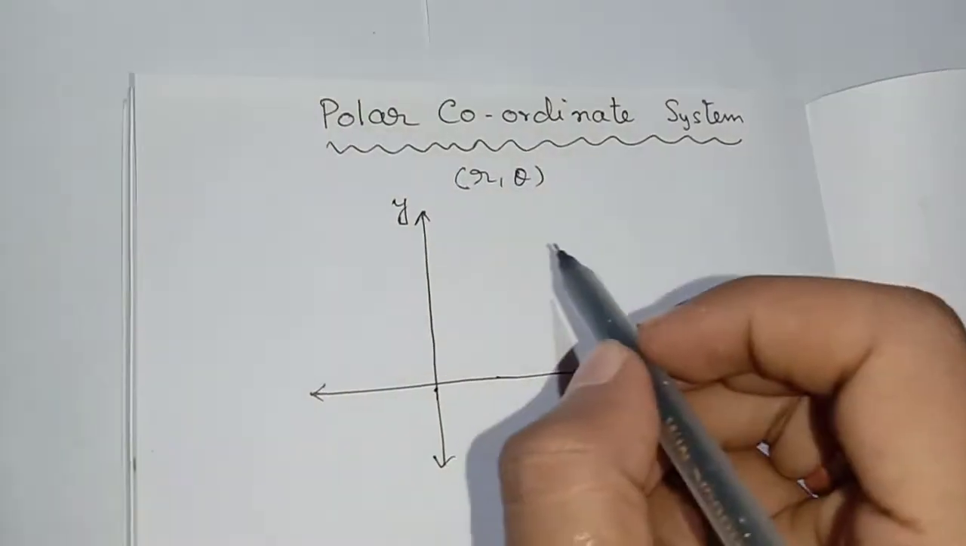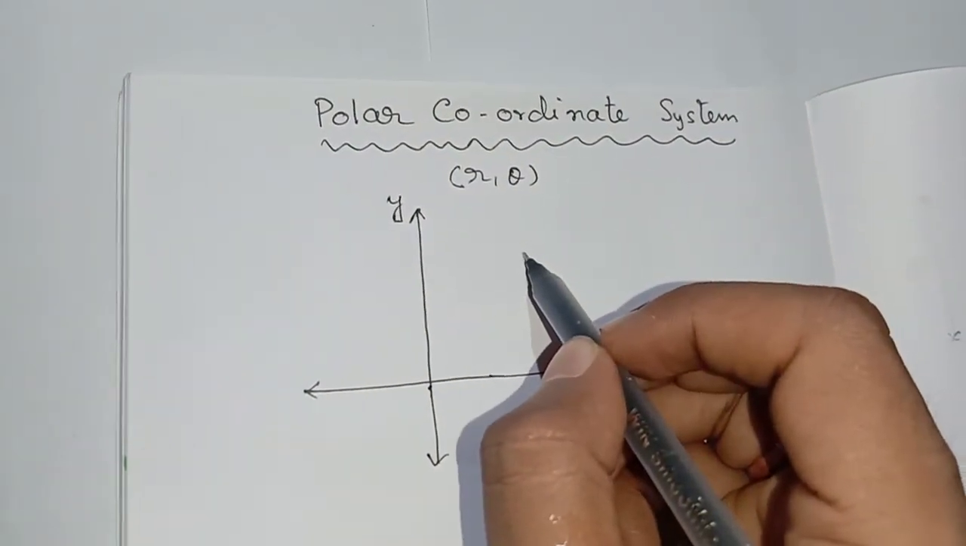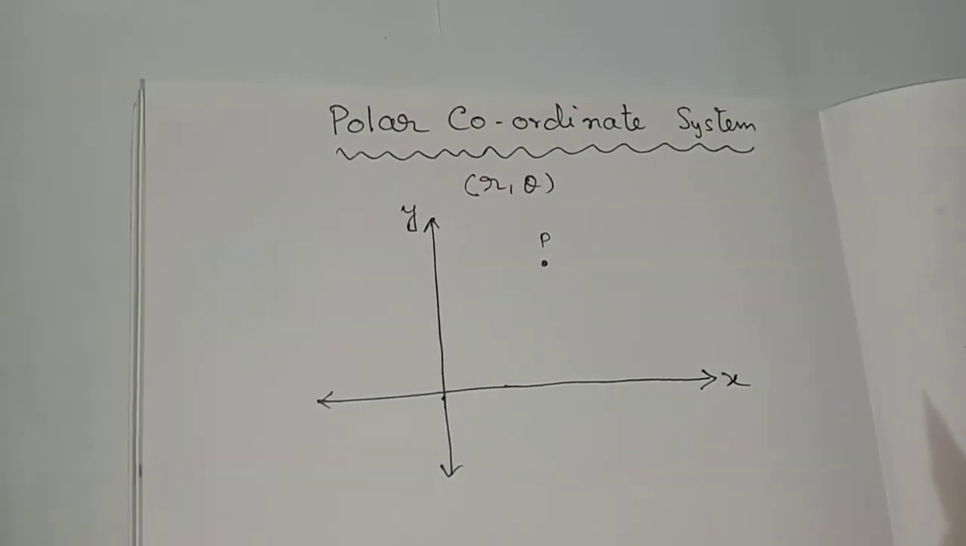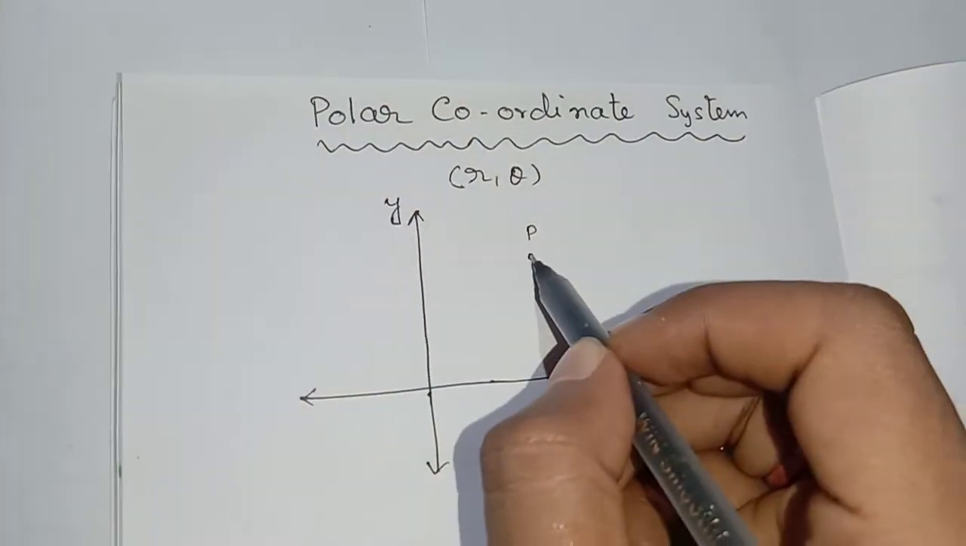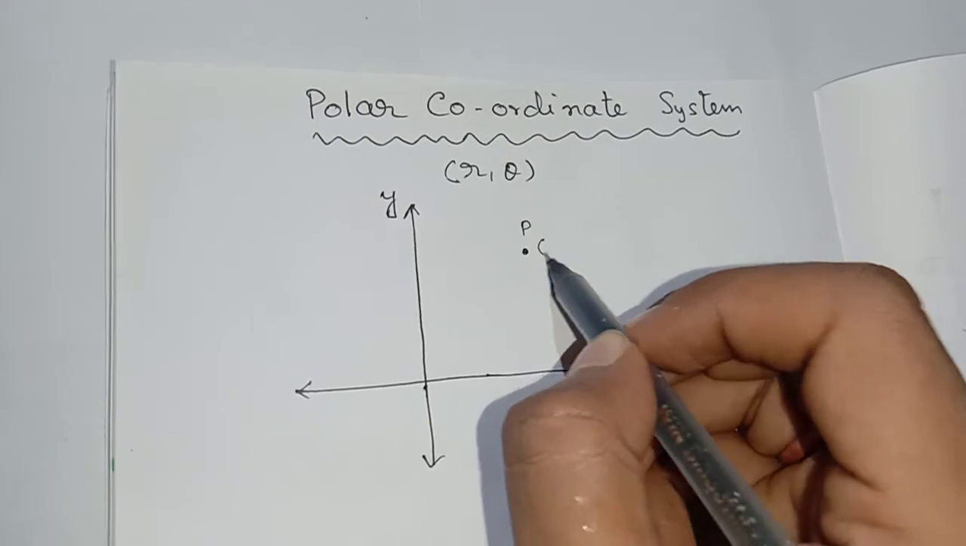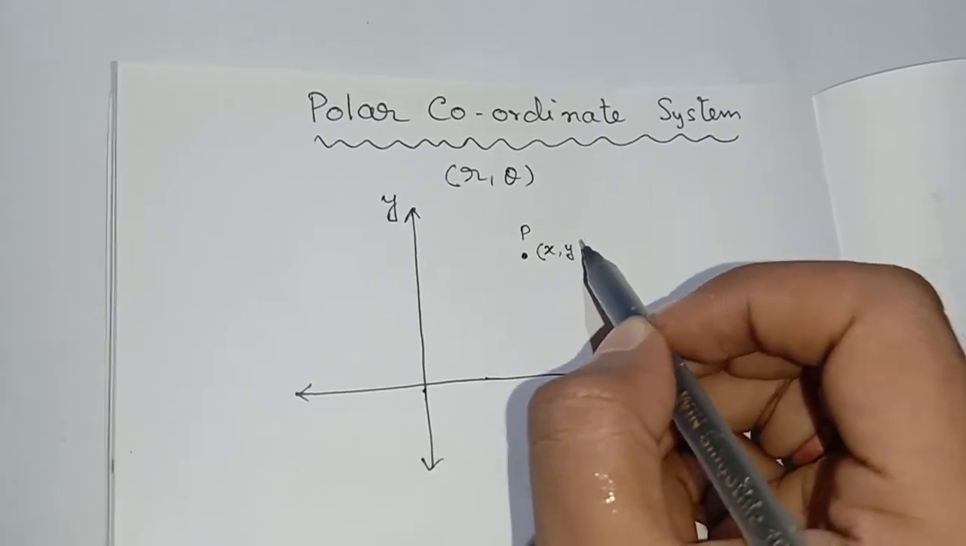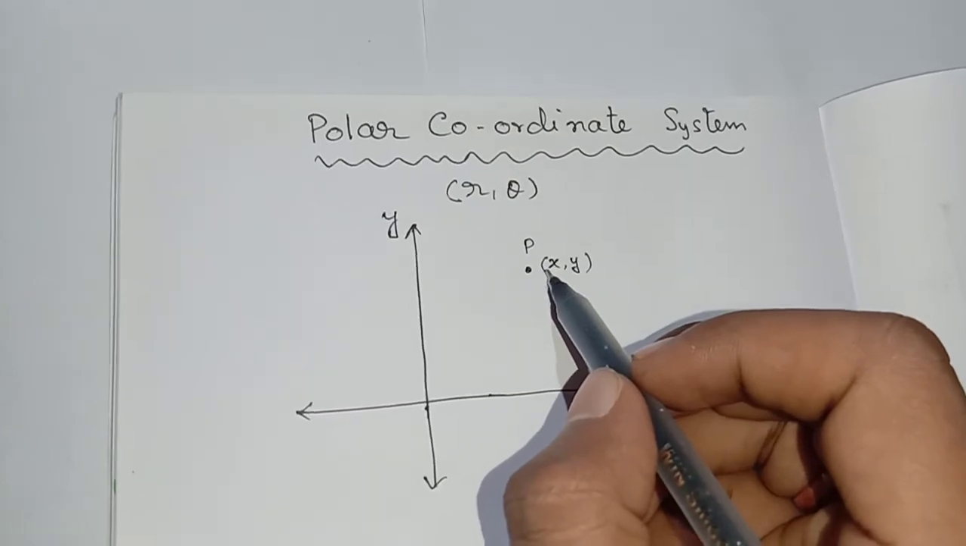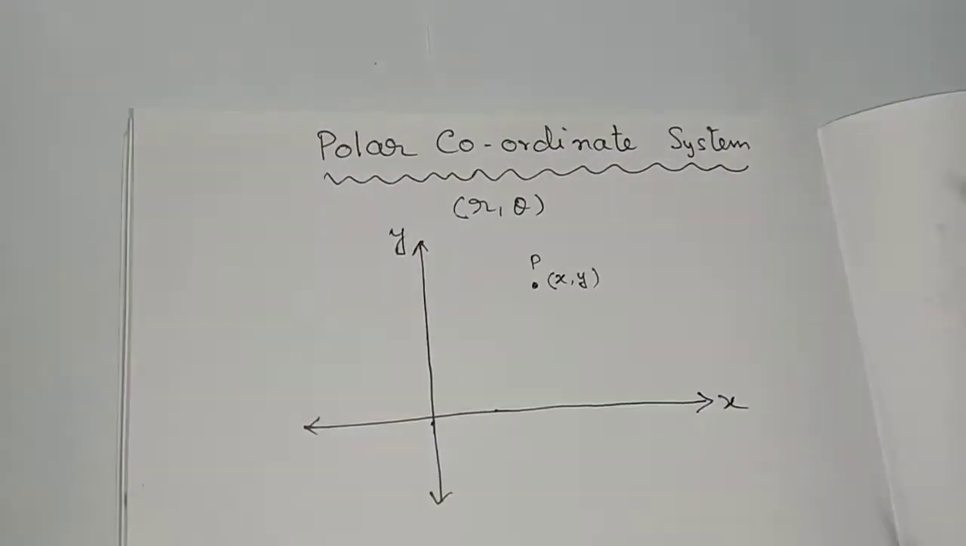Now let us assume a point P. For the Cartesian coordinate system, this point is denoted by the point (x, y). The (x, y) point is for the Cartesian coordinate system.